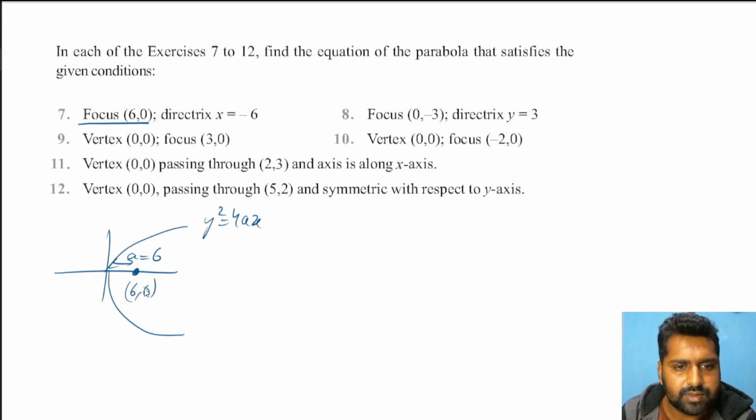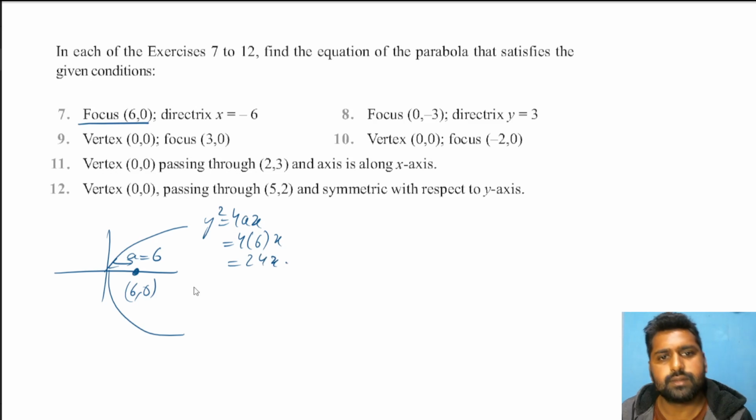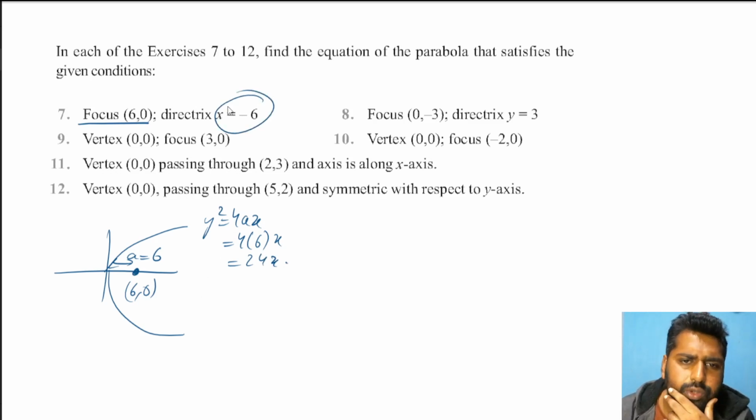The coordinate is (a, 0), where a is 6. So now we know the equation is y square equals 4, a is 6, x. So basically 24x. We didn't even have to use this equation. The directrix, we didn't even need that.